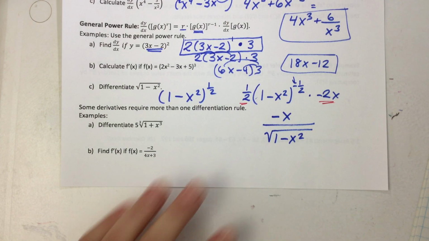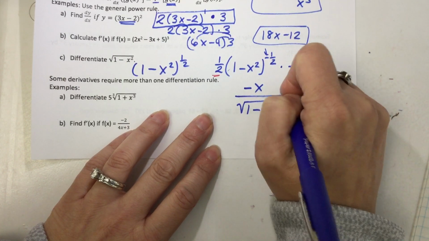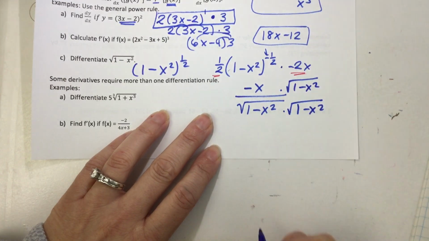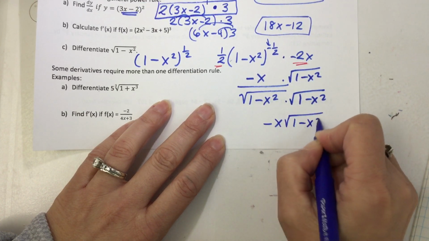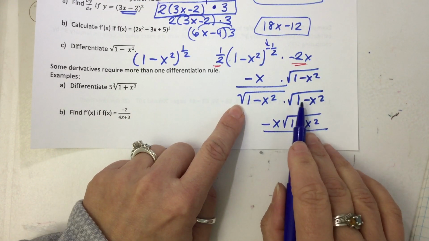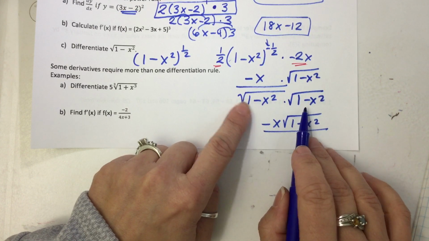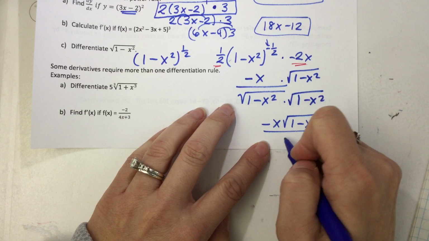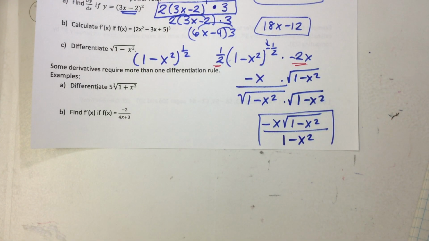Yeah, we can't do that, guys. So what I have to do is rationalize the denominator times the square root of 1 minus x squared. So your final answer is negative x times the square root of 1 minus x squared over. Now remember, when you multiply radicals, I would have 2 of these, so it would be this exact thing squared, so it would be 1 minus x squared on the bottom. Okay, so that one was a little crazy.